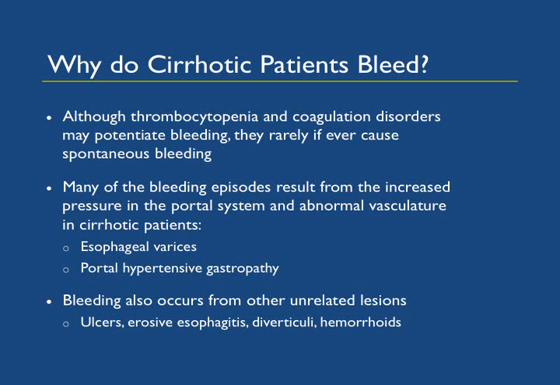So therefore, we have to ask, why is it that cirrhotic patients bleed? Well, although thrombocytopenia and coagulation disorders may potentiate bleeding, in cirrhosis they rarely, if ever, cause spontaneous bleeding, and that's a very important clinical point to remember. So we think that many of the bleeding episodes result from the increased pressure in the portal system and the abnormal vasculature in cirrhosis. These include esophageal varices and portal hypertensive gastropathy. Of course, bleeding can also occur in a cirrhotic patient from other unrelated lesions, such as ulcers, erosive esophagitis, diverticular bleed, hemorrhoids, and the abnormal coagulation state may, of course, potentiate some of this bleeding.